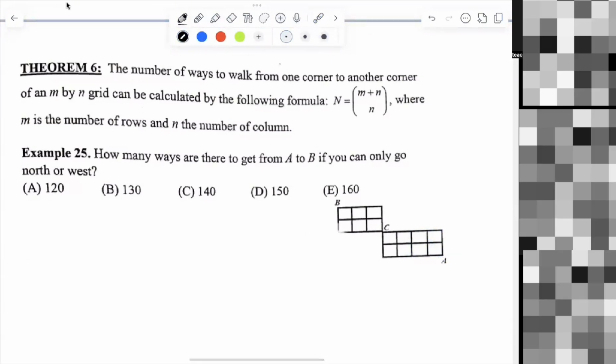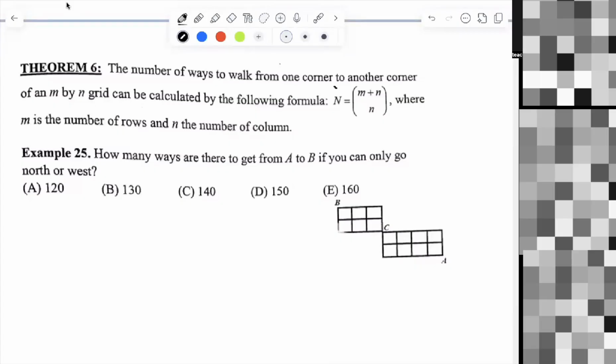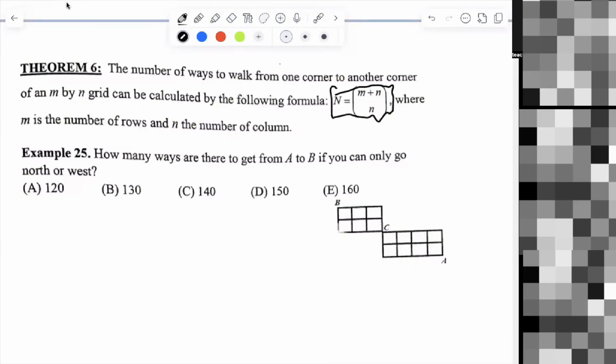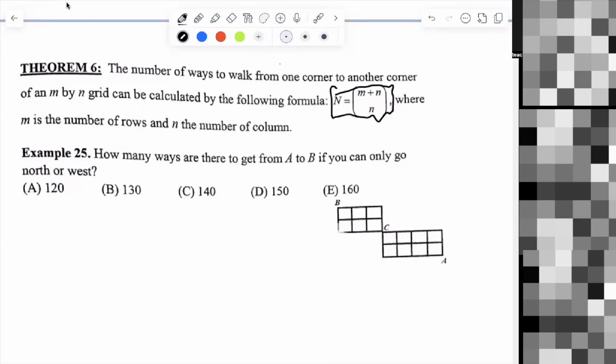Now this formula is very key. It's very important. I cannot emphasize how important it is in many path counting problems.